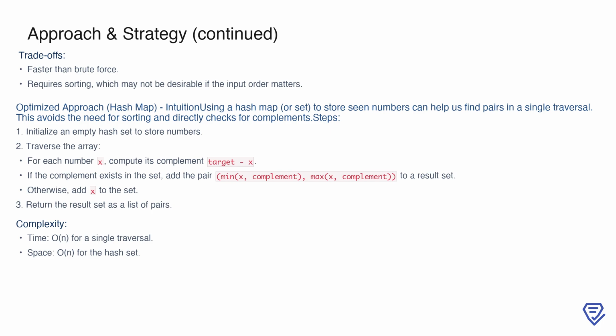This method avoids the need for sorting altogether, preserving the original order of the input. Importantly, it achieves a linear time complexity of O(n), as it processes each number only once, and the space complexity is O(n), due to the storage required for the hash set. This approach is particularly efficient for larger datasets, offering a significant improvement over both brute force and the two-pointer technique.